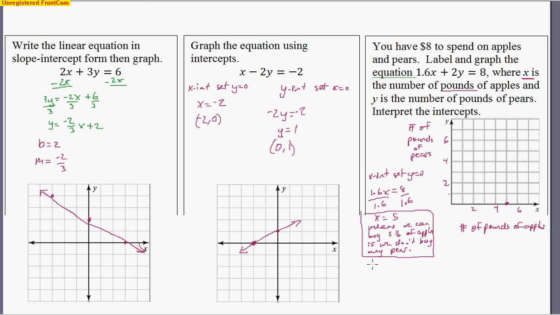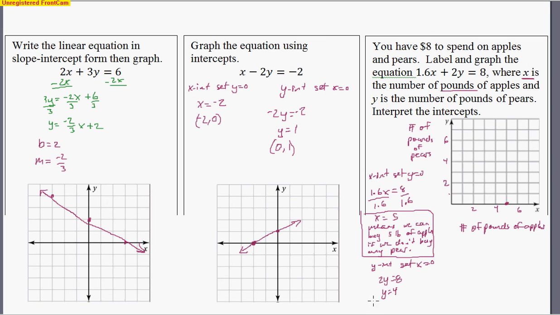Let's find the y-intercept now. So for the y-intercept, we're going to set x equal to 0. So I've got the equation right up here. We're going to set x equals 0, so it's just 2y equals 8. And so I'm left here dividing by 2, I'm left with y equals 4.